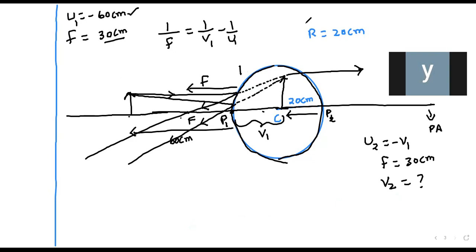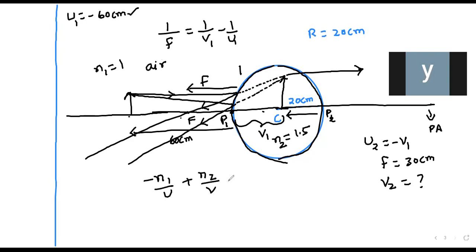Suppose they didn't give the focal length, and the refractive index of this sphere is 1.5. Here it is air, that is n1 equal to 1, and this is n2. We have the formula minus n1 by u plus n2 by v is equal to n2 minus n1 by r. That is minus 1 by u, where u is minus 60.